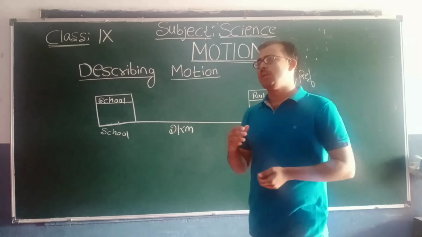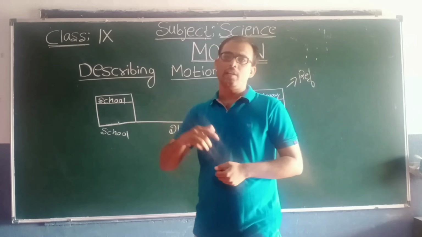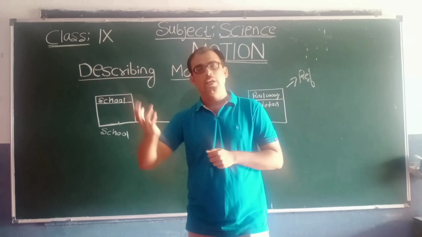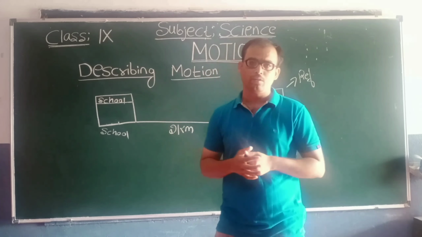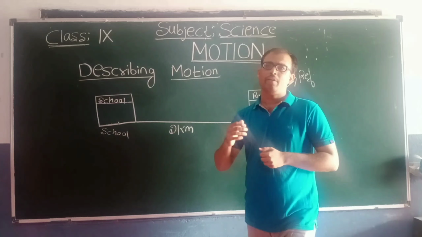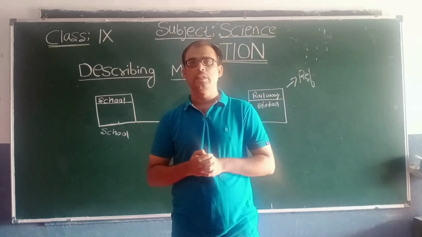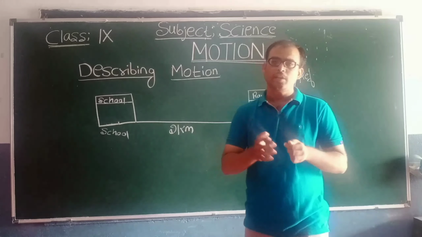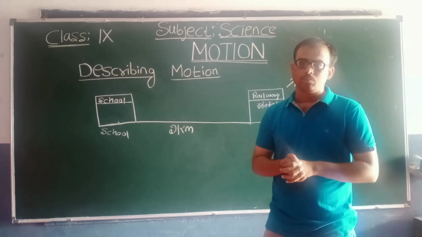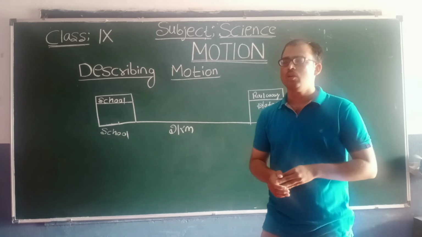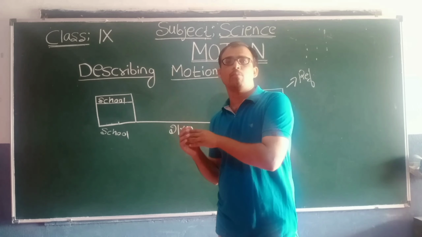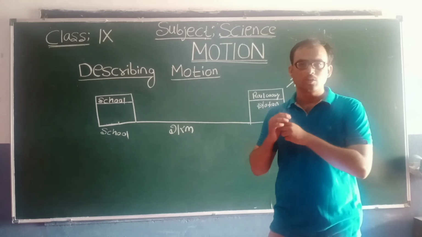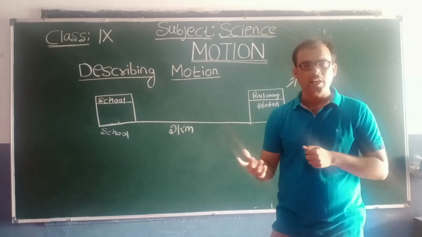Let us take one more example. Your uncle is coming to visit your house. He has come to the town in which you are living, and he will ask you where your house is. At that time, what will you say? Will you say that my house is only 10 kilometers, or my house is 10 kilometers in the direction of north, or 5 kilometers in the direction of south, or 3 kilometers in the direction of east? Will you say like this?